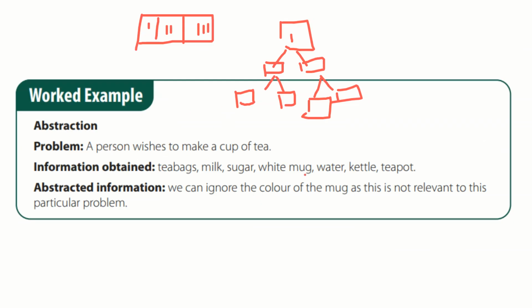So let's look at this. A person wishes to make a cup of tea. What's the information that you need? You need tea bag, milk, sugar, whatever. What are the abstracted information? We can ignore the color of the mug. That is not relevant. What again can we abstract over here? The size of the mug, right? We can abstract that. What again? If you look at the information over here, there are certain things we can abstract. We don't need them. What can we abstract, guys?